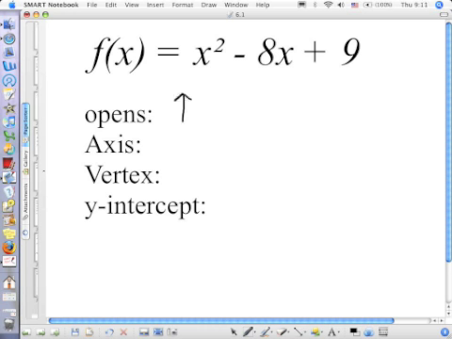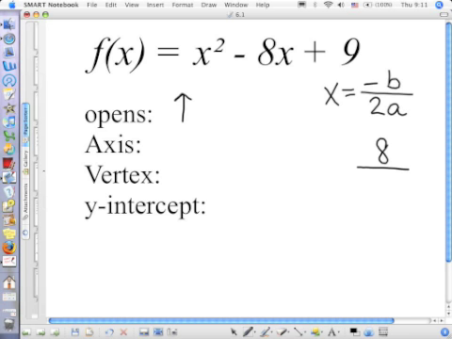How do we find the axis of symmetry? x = −b/2a. What else do you find with that? The x-coordinate of your vertex. The axis of symmetry and the x-coordinate of your vertex are the same thing. Okay? All right, so what is b? Negative 8. B is negative 8. So the negative of negative 8 is positive 8.